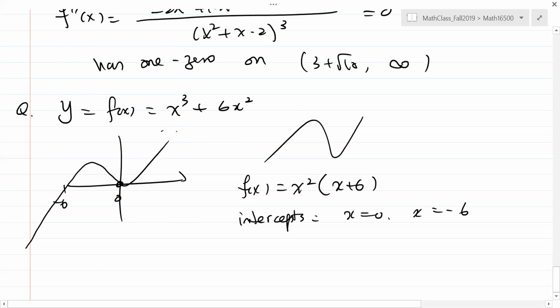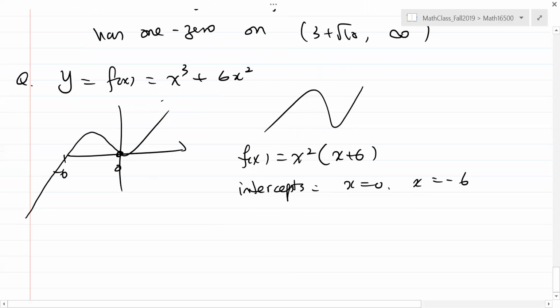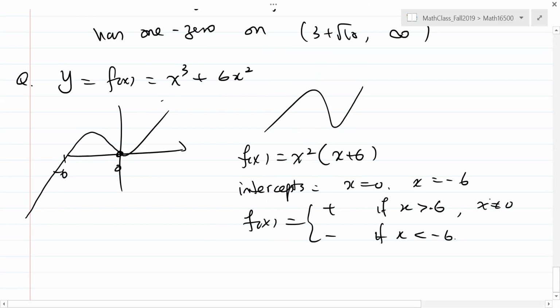Looks like you only have 2 x-intercepts. Okay. The reason is, look at the function, right? This function f of x is positive if x is greater than -6, negative if x is less than -6. Okay, here x cannot be 0, otherwise it's not positive. So when x is greater than -6, the graph is always above the x-axis. Right? It touches the origin. Okay. That's all you can get without finding derivatives.